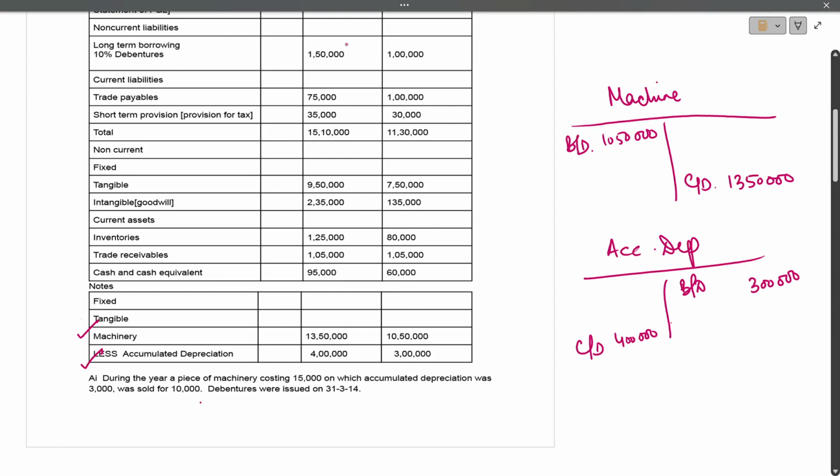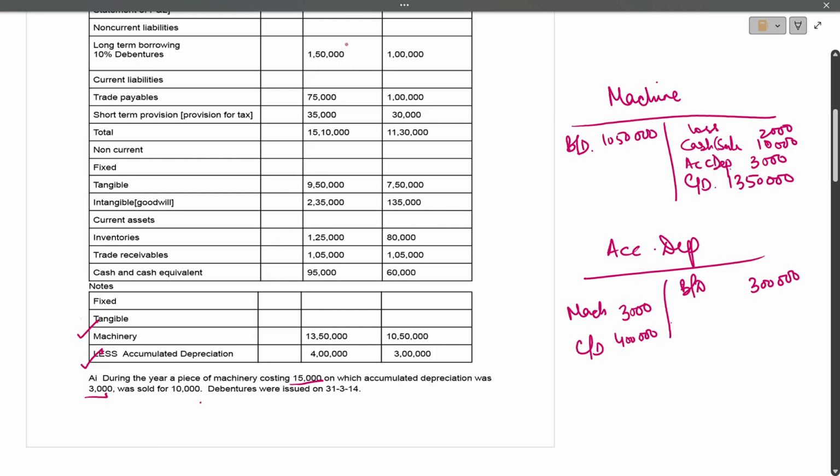Now let's look at the information provided. During the year, a machine of 15,000 on which depreciation was 3,000. So that means depreciation on assets sold is 3,000. This 3,000 comes here also, comes here also. Here we write accumulated depreciation. Here we will write machine account. So out of 15, 3 gone, it's worth 12, sold for 10. So cash what I get on sale is 10,000 and I have a loss of 2,000 rupees.